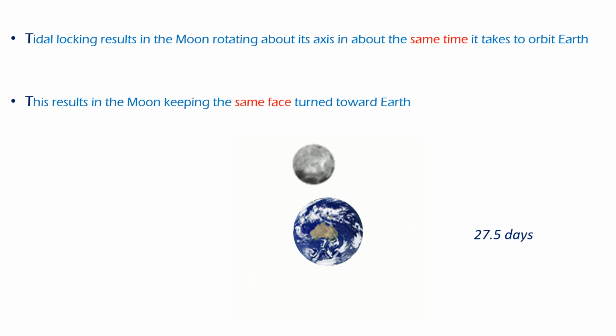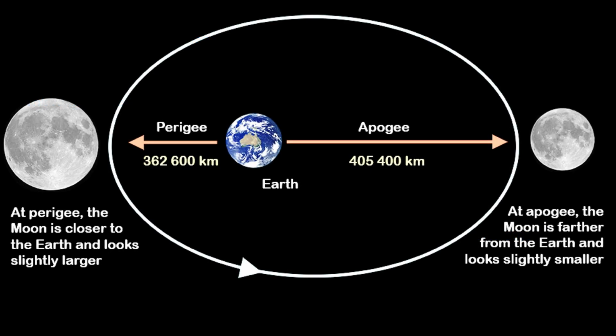When the Moon orbits the Earth, it's facing the same side to the Earth every time, which means it takes the same time to spin around its own axis as it takes to go around the Earth. Just like the Earth being at different distances away from the Sun, the Moon is also like that. At one point, it's 405,400 kilometers away, which we call the apogee, and at another, it's 362,600 kilometers, which is the perigee.